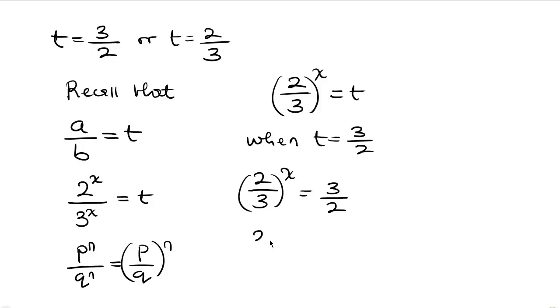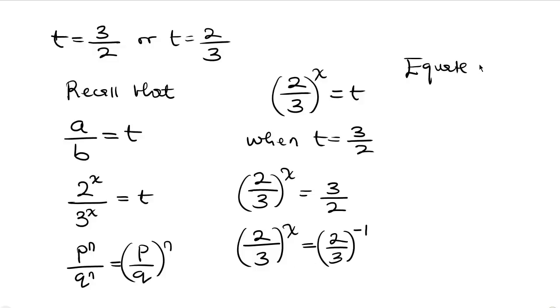So we have 2 over 3 all raised to the x equal to, now writing this the same as this will be 2 over 3. And when we do that, that means we express this as an inverse. Very good. Now notice that the bases are now the same. And since the bases are the same, we equate powers. So equate powers. The power on the left is x, equal to the power on the right, which is -1. And there you have it.